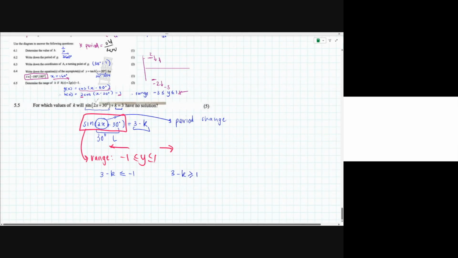And then we can solve for k. So -k less than -4. Swap the signs because you are dividing by a negative: k greater than 4. On this side, -k greater than... minus 2. Again, swap your signs, k less than +2. So you need to look at the range of your original function and then figure out where it would fall outside of that.